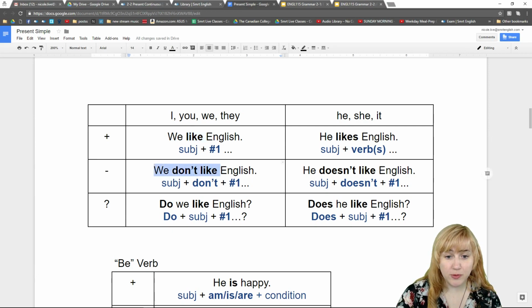For negative, we don't like English. We put subject, don't, and verb 1. And for the question, do we like English? We put do, subject, and verb 1.